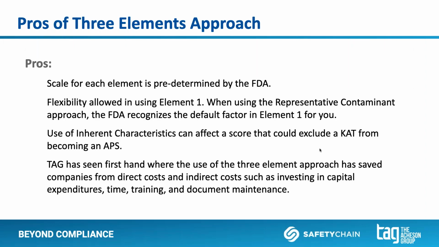So what are the pros of using the 3-element approach? Well, the scaling system, or the scoring system, is predetermined by the FDA. They give you flexibility using element 1, as I stated. When you use the representative contaminant approach, the FDA recognizes the default factor in element 1 for you. It's very thorough and includes the use of inherent characteristics. Inherent characteristics are nice to know because that could exclude a cat from becoming an APS, an actual process step. So that's one of the good benefits of using this approach.